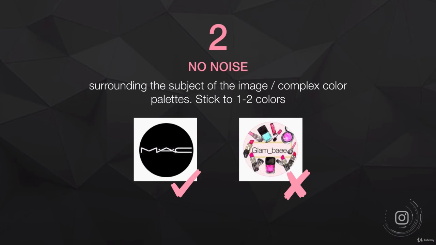Again, you can see here are a couple of makeup companies. Glambae, a lot of makeup. They've tried to squeeze all their products in there. They've tried to squeeze their username in there. They've even got an underscore. Like, it's not what you want in a profile photo, where MAC have simply just used their logo in a 2-color form, stretched across the entire circle or across the full width of the image.